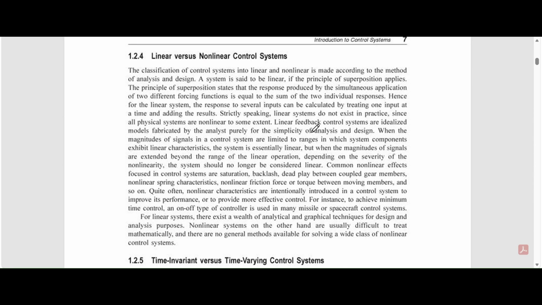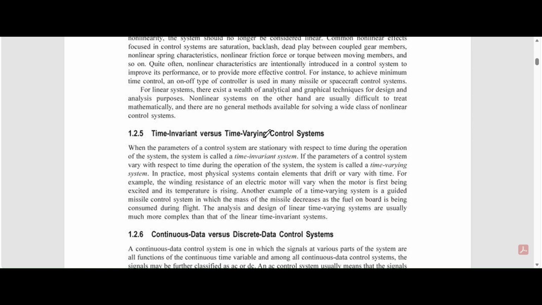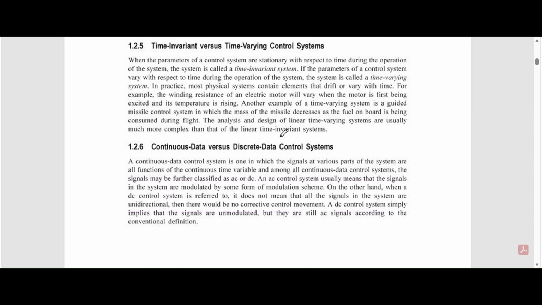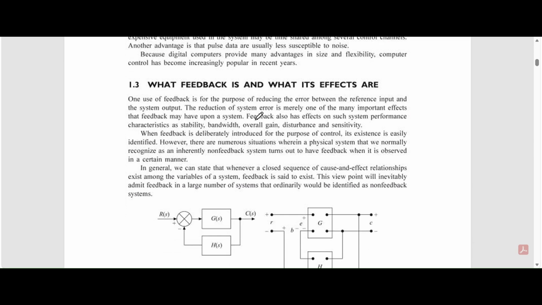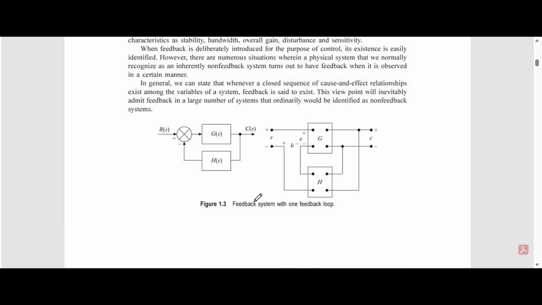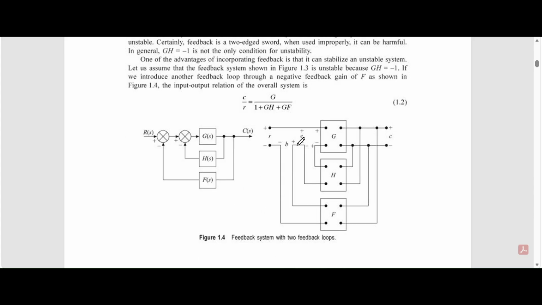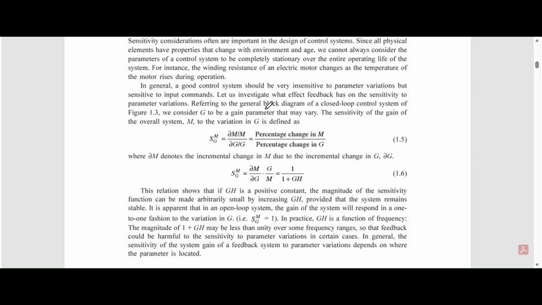The next topics are linear versus non-linear control systems, time variant versus time invariant control systems, and continuous data versus discrete data control systems. In the next video you can see what feedback actually is and what its effects are. Feedback is present only in closed loop control systems and absent in open loop control systems. The feedback block diagram and its effects will be covered in the next video. Thank you.